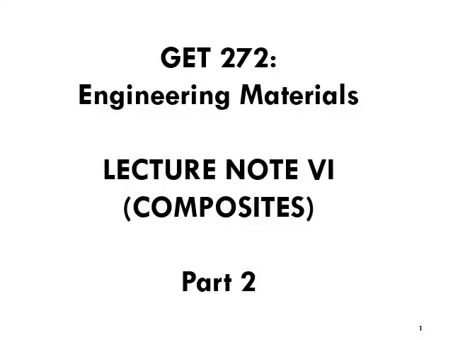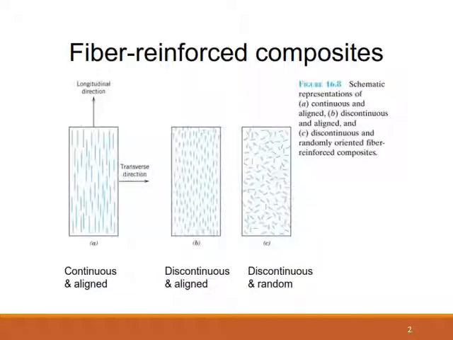So part 2 will now focus on the other classification of composite materials. Here we are going to kickstart with the fiber reinforced composite. In a fiber reinforced composite, you have a fiber as the reinforcement phase or the dispersed phase, whichever one is convenient for you, and then you have the matrix phase. Like I explained in part 1 of this lecture, for a fiber reinforced composite, you can have a continuous and aligned fiber, or a discontinuous and aligned fiber, or a discontinuous and randomly oriented fiber.